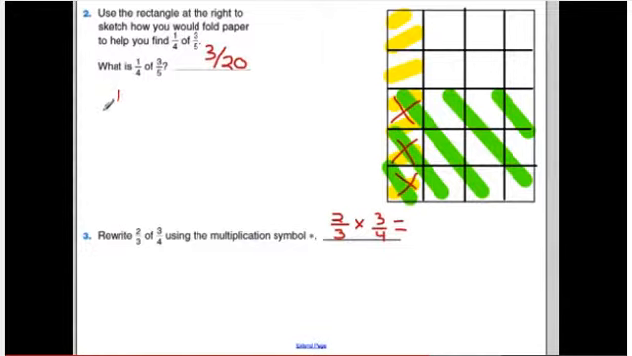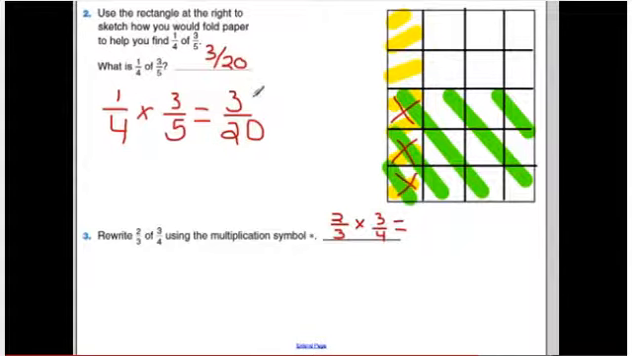Let's say we had rewritten 1/4 of 3/5. Okay, I want you to do this in your journal too. So we're going to rewrite it as 1/4 times 3/5. Here's the really cool thing about multiplication. What is 1 times 3? 3, right? What is 4 times 5? 20, right? When we multiply the numerators and multiply the denominators, look what we got. Same answer as our paper folding technique showed us.